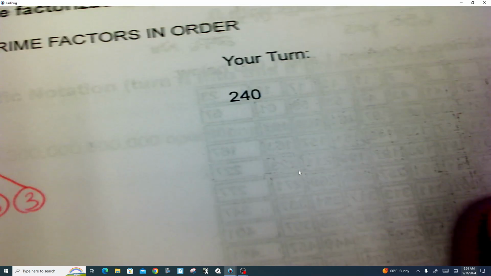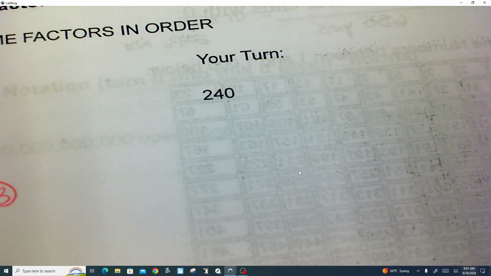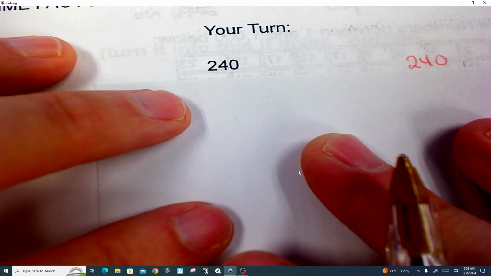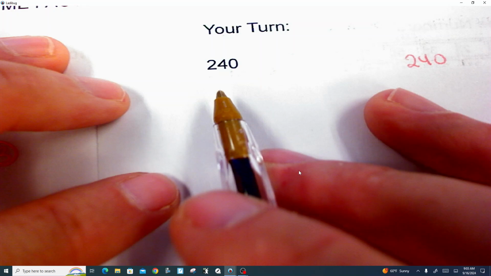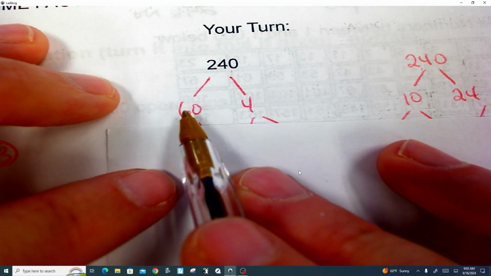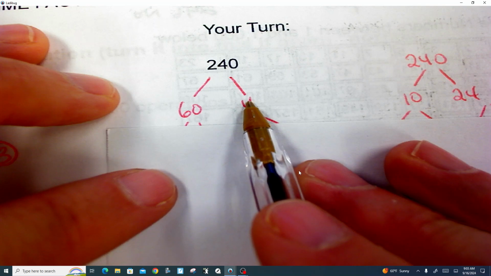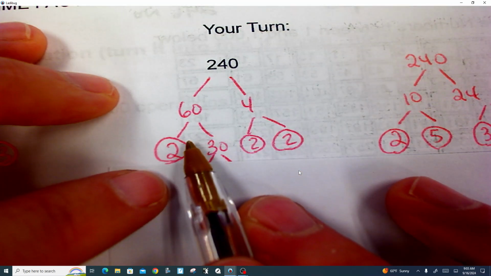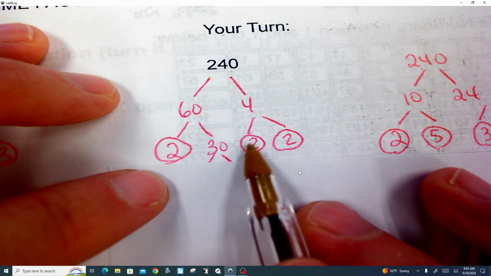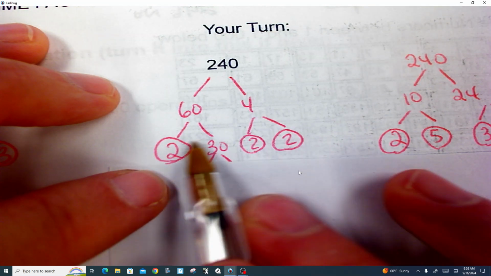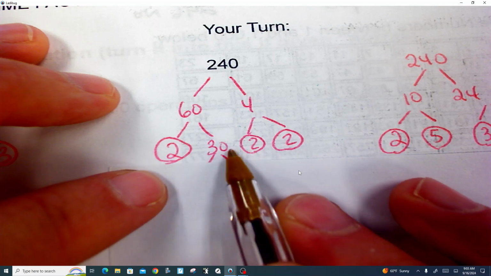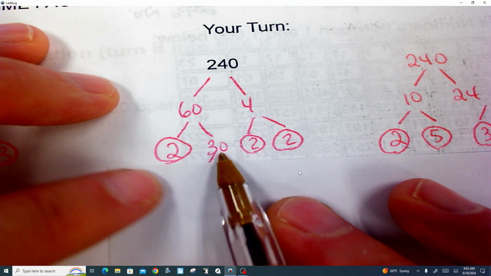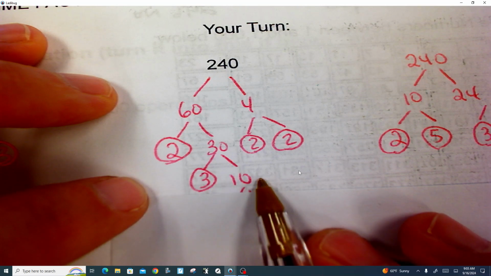Can you guys try 240? I'm going to pause it. Can you guys try breaking down 240 for prime factorization? All right, so I'm going to do this one two different ways, and there's a lot more than just these, but someone said, hey, what about 60 and 4? Well, great, these are not prime, so 60 I just broke down to 2 and 30, but the 4 broke down to 2 and 2, so these are primes, and that one's a prime, but 30, we got to break that one down. So, you could do 6 and 5, but I thought, what about 3 and 10?